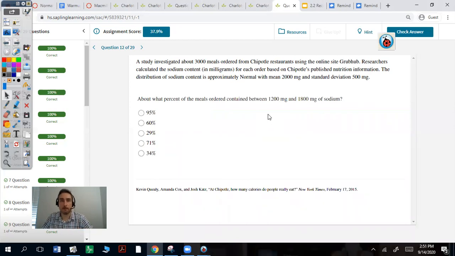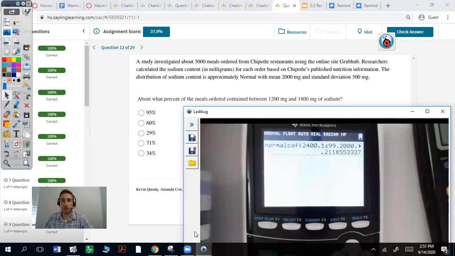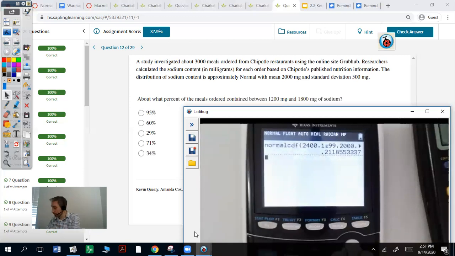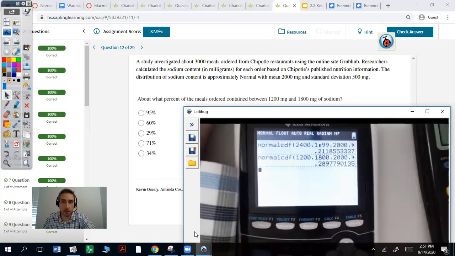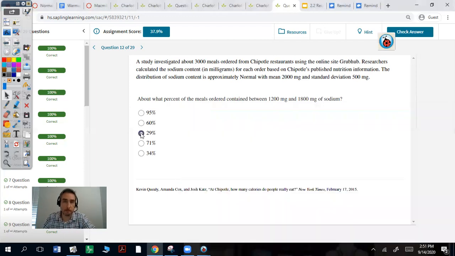All right, next question. Study investigated about 3,000 meals. Same scenario. What percent of the meals ordered contained between 1,200 and 1,800 milligrams? Again, you just go through it. This time you've got a lower and an upper. So you do your lower as 1,200, your upper as 1,800. Same mean and standard deviation here. I say 28.97, so we'll bump that up to 29%.